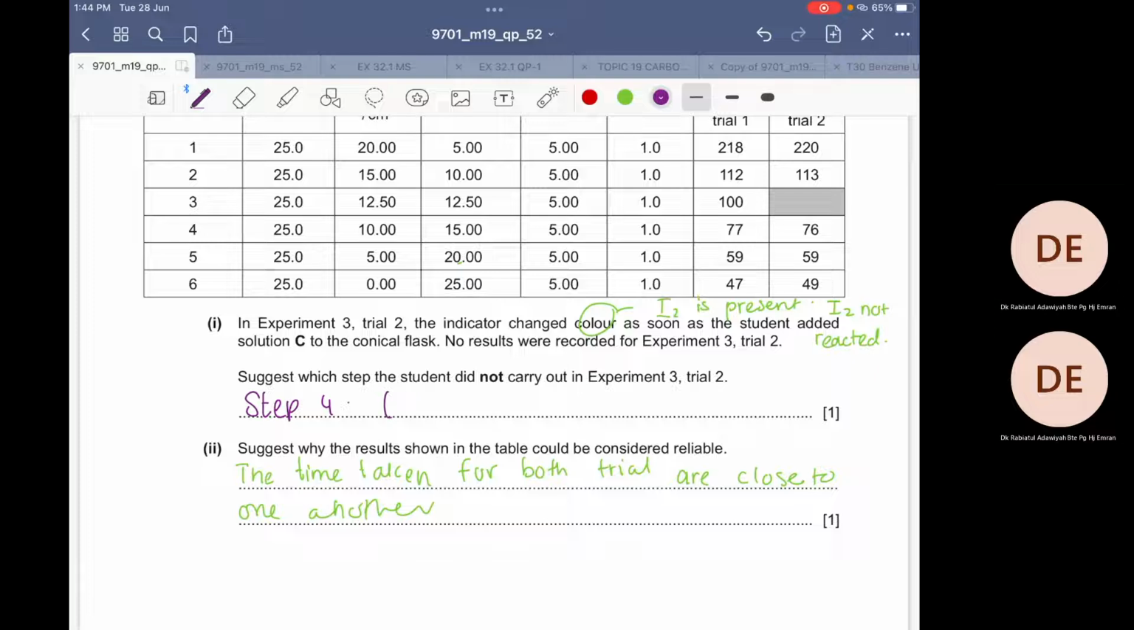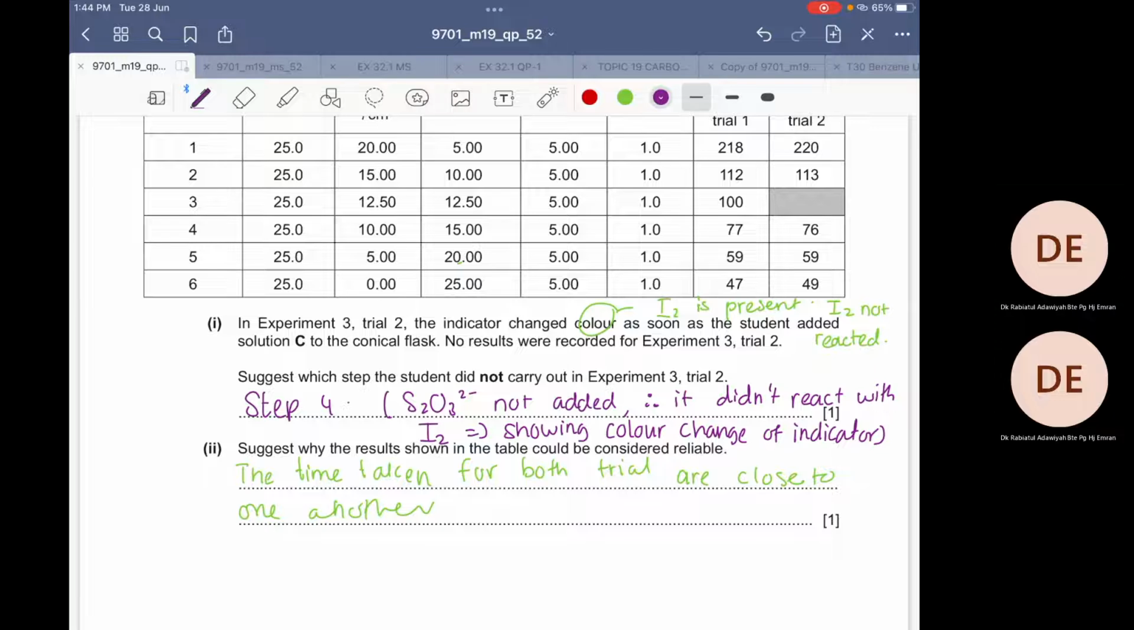So we can add here S2O3 minus not added. Therefore, it didn't react with iodine, showing color change of indicator. That answer in bracket is not required for the mark scheme, but it's just a further explanation as to why we have chosen step 4.